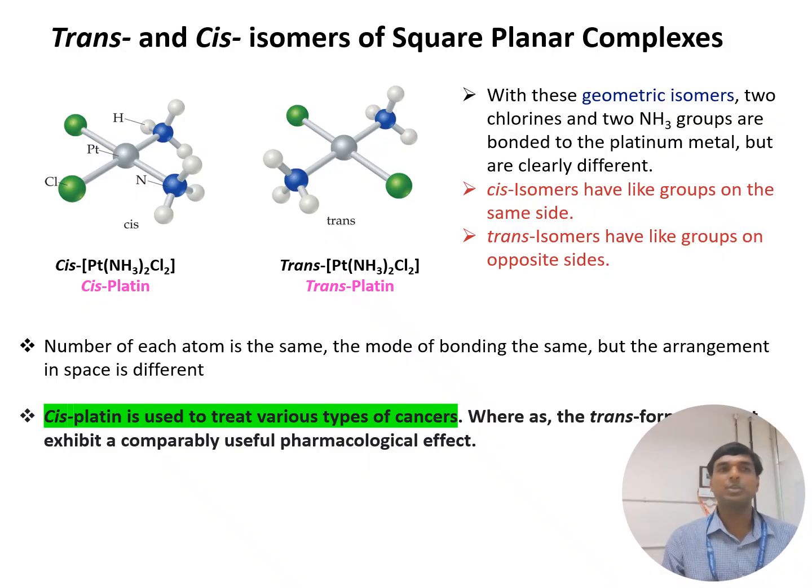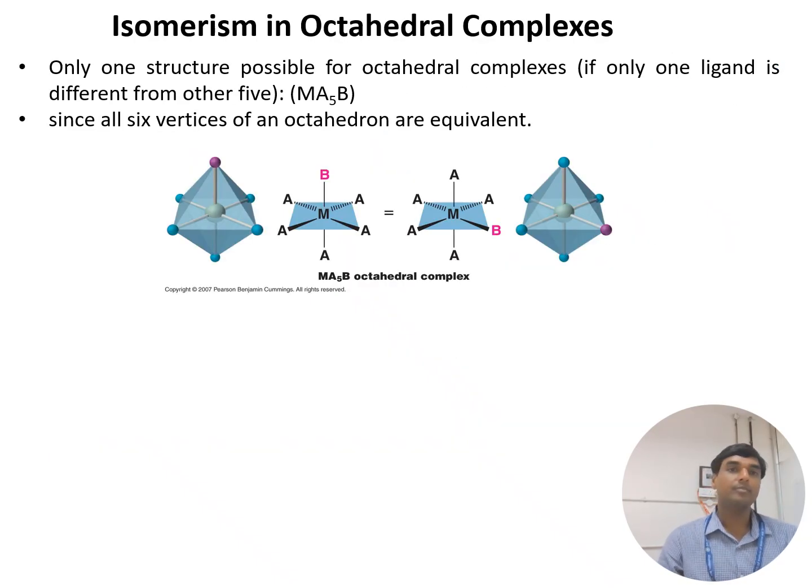In fact, just for information, cisplatin has anti-cancer activity, whereas the trans isomer exhibits comparatively useful pharmacological effects, but it is not used as a cancer drug. So basically, different isomers have different properties. Now, in octahedral complexes, how is geometrical isomerism possible? In this case, again, cis-trans isomerism is possible.